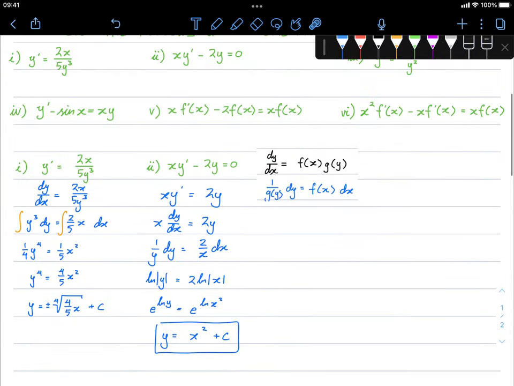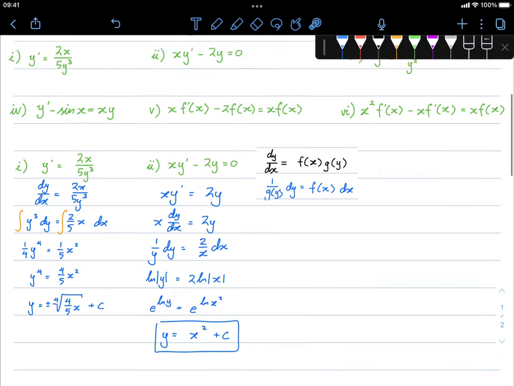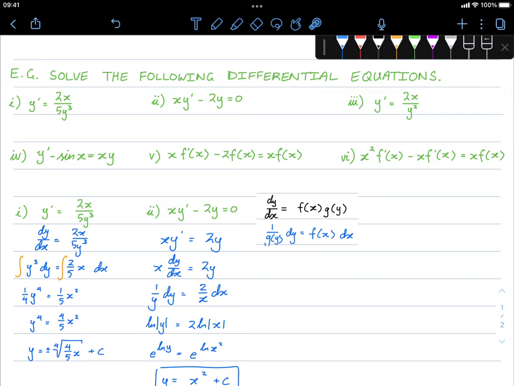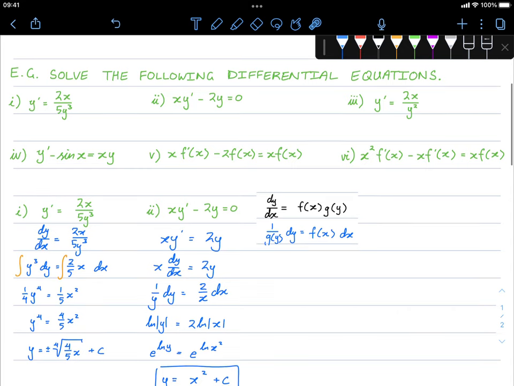All right, so I hope that gave you an insight into separable differential equations. These are just much harder examples now. You can give these a go, and I'll see you in the next videos where we cover more of these examples. Hope to see you then, and best of luck.